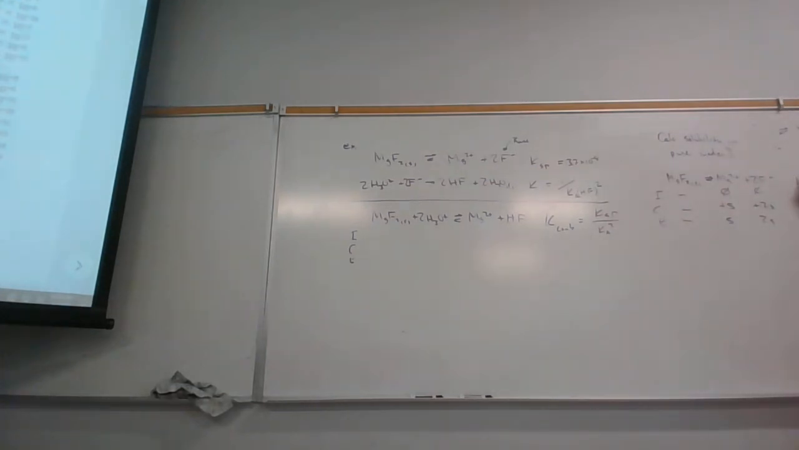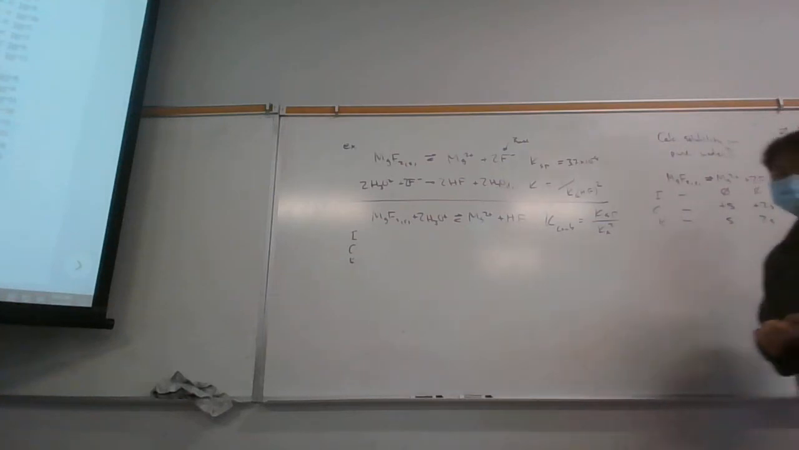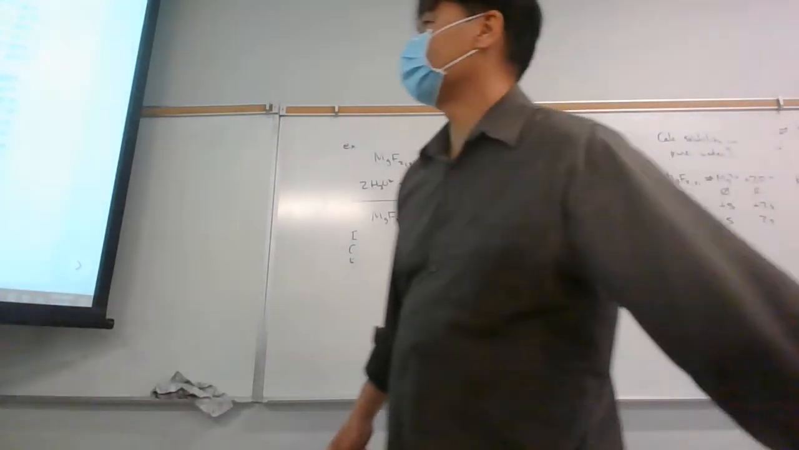And so then the KSP is going to equal the magnesium concentration, which is S, times the fluoride concentration squared. The fluoride concentration is double the solubility, and we're going to square it. And so this is going to come out to 4S cubed. And then S is just going to equal KSP divided by 4, and then we'll take the cube root of that. And so let's take a look at the KSP value for this.